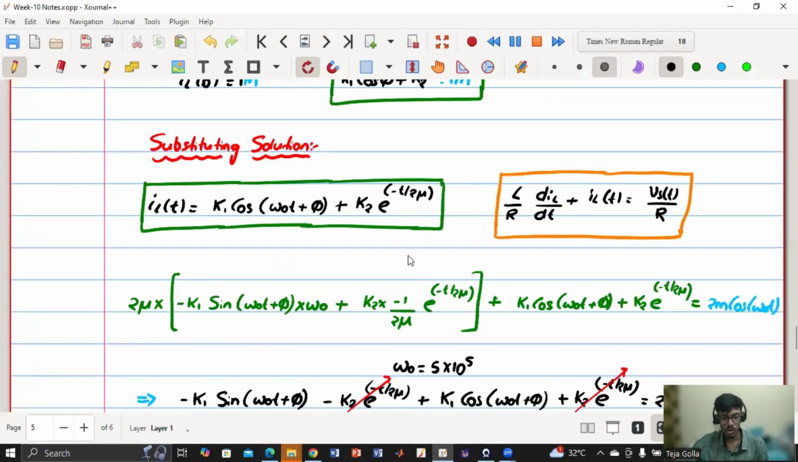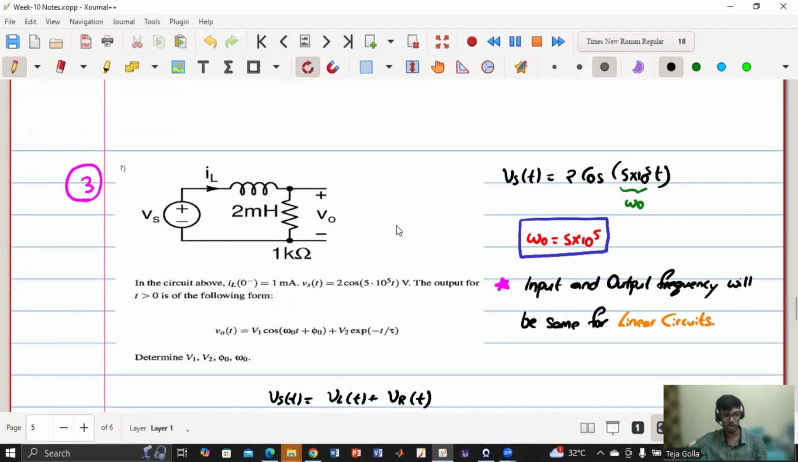But let me just summarize before you ask your questions. In this question, they have given the input as cos t. So the output will be a scaled version of cos t with some phase. One thing you have to keep in mind: the input and output frequency will not change because it's a linear circuit. It will be scaled, and it's acting like a low pass filter. So the phase will be shifted, but not the frequency.